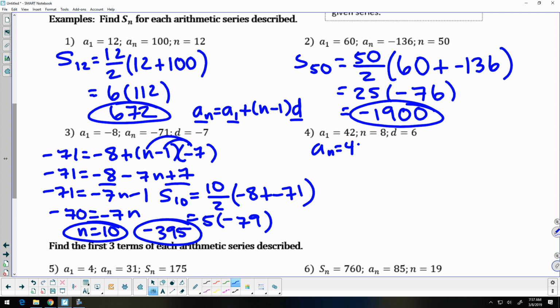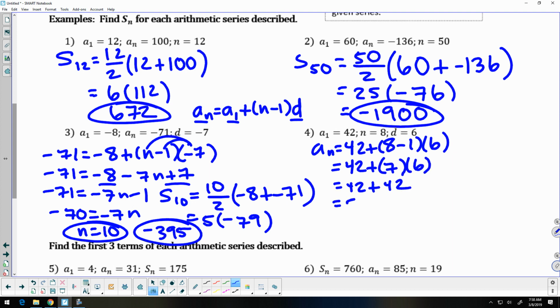We have a sub 1 is 42. We do have n, it'd be 8 minus 1 times D is 6. So a sub n is 42 plus, that's just obviously 7 times 6. So it'd be 42 plus another 42, which is 84. There's a sub n. Okay, so now take a sub n along with a sub 1 and n. We don't need D for this next step.